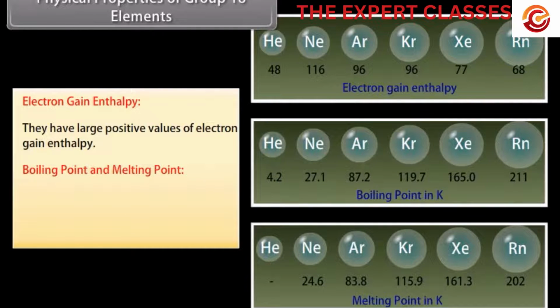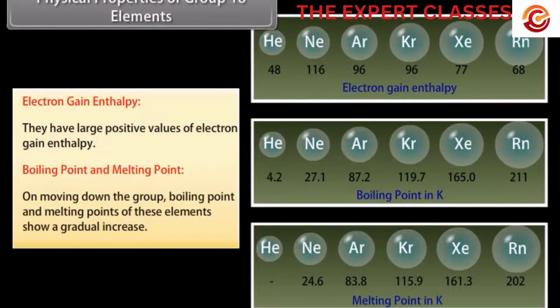Boiling point and melting point. On moving down the group, boiling points and melting points of these elements show a gradual increase due to the corresponding increase in the magnitude of the van der Waals forces of attraction.